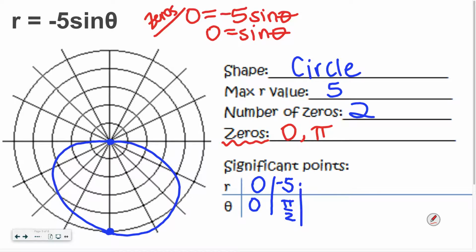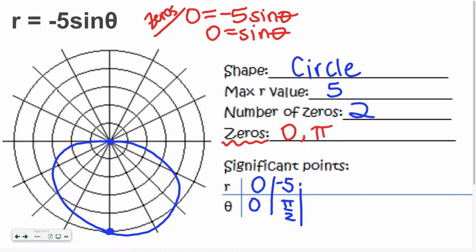Okay? So to find the zeros, we just plug 0 in for r and solve. So I divided the -5 over, and I have sine of theta equals 0. Well, I know that happens at 0, and I know that happens at pi, and I know that happens other times, but I only wanted 2 numbers, so I stopped there. Okay. All right.